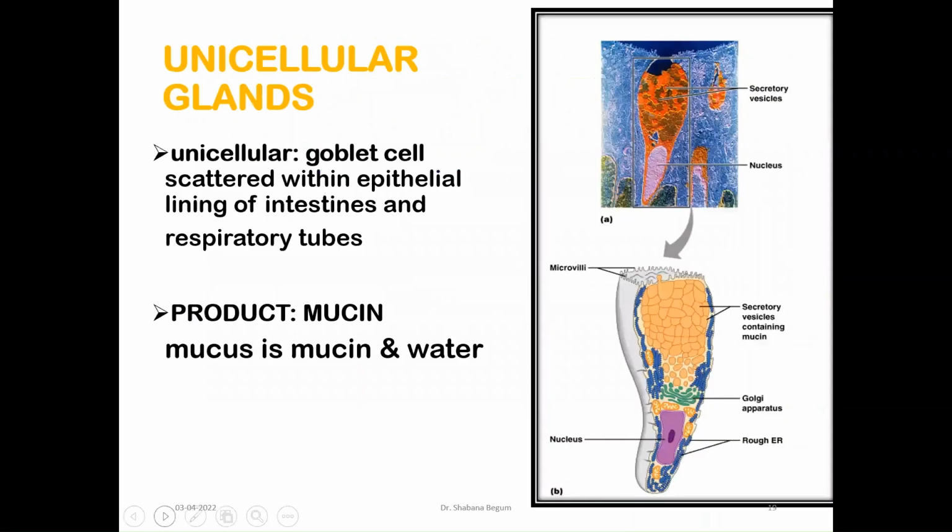As we all know, the goblet cells are present in the lining of the respiratory and intestinal tract, and its product is mucin. The mucinogen granules containing the mucin are present in the apical part of the cell, and the nucleus is pushed towards the basal side. And these goblet cells have a shape of a drinking glass, so its name.